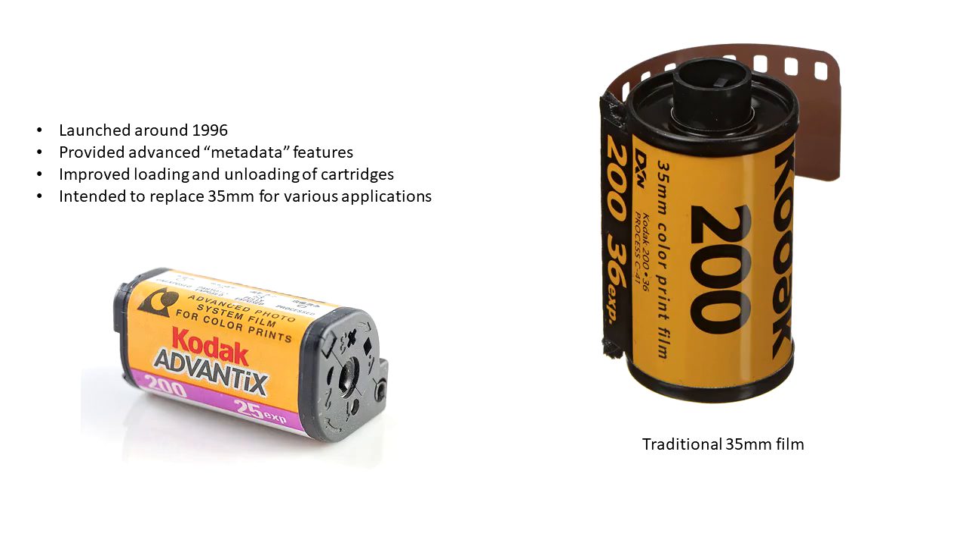Things like shutter speed and exposure settings could be encoded in each frame, as well as other metadata. Here you can see the APS cartridge as compared with the traditional 35mm canister that had been around for decades. The APS cartridge had easier loading and unloading, and while it wasn't going to fully replace 35mm film, it was envisioned that for applications such as general photography, the APS would become the new standard.